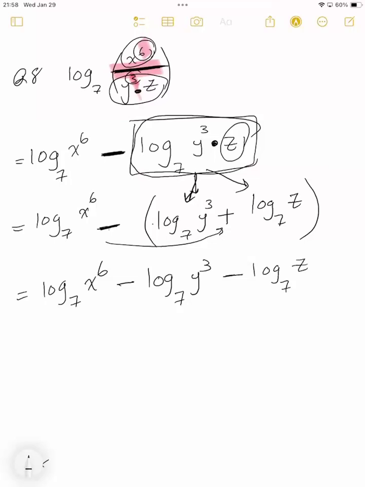Lastly, let's get rid of these exponents, 3 and 6. So we move them and make them coefficients. And that's what Alex wants you to do.